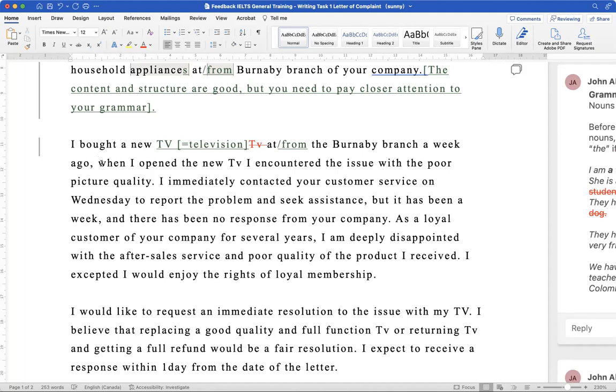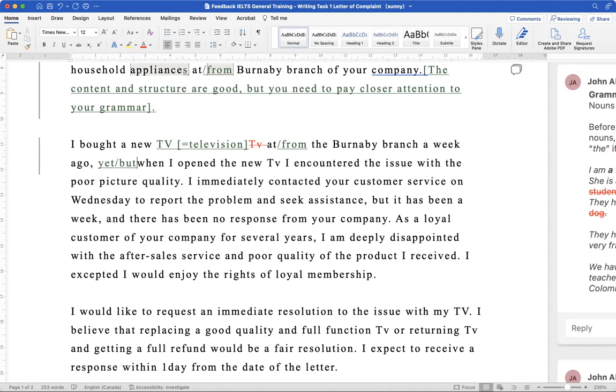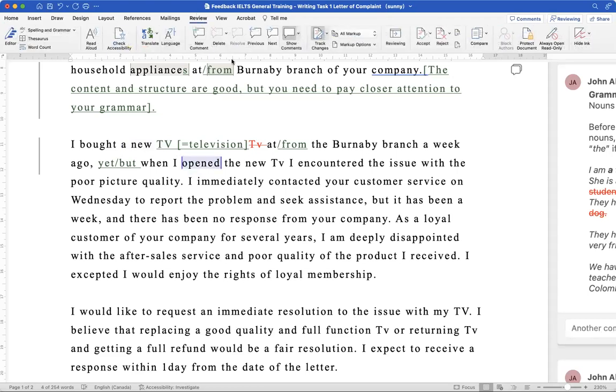Then you need to use a connector here. Yet or but. Yet or but. When I open the new TV, you are repeating yourself. Repetition is not a good idea. No, you cannot open. You can open the box. You cannot open an electronic device. This is not the right word. So here there is a word choice mistake.